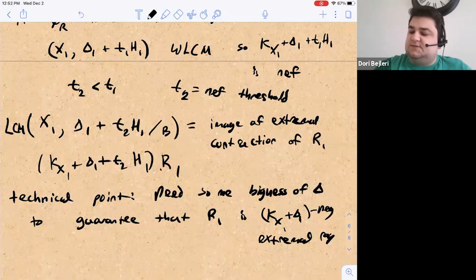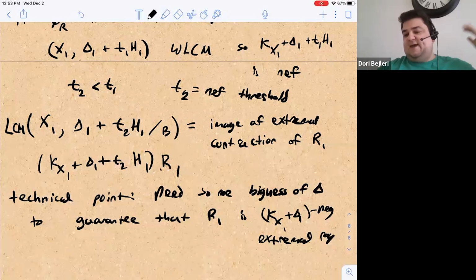Okay, so to run MMP with scaling, you need to assume boundedness of delta, or maybe there's some other variant of the assumptions you can assume, but that's one assumption. And now you can keep going. Now you can say, okay, under this extra assumption, I can find this T2 that cuts out an extremal ray where I've hit the nef threshold.